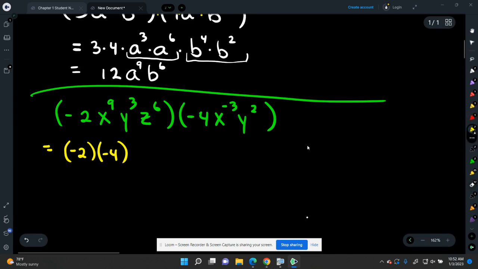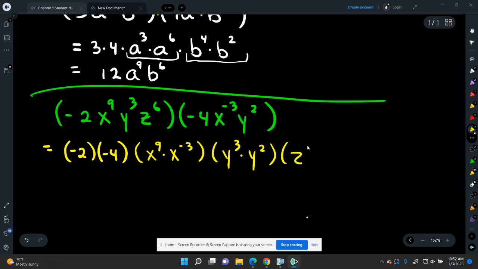Okay. And then we have x to the 9 times x to the -3rd. And then y to the 3rd times y squared. And then we have z to the 6, and there is no other z, so we just leave z to the 6 alone. Okay. What's -2 times -4? Positive 8. Positive 8. Okay.